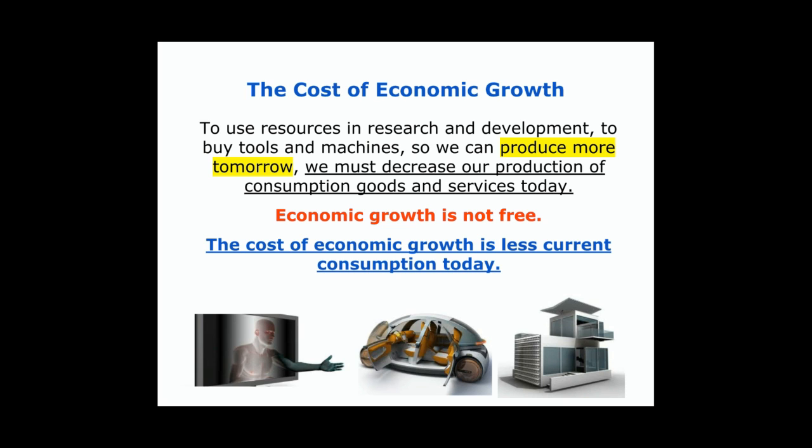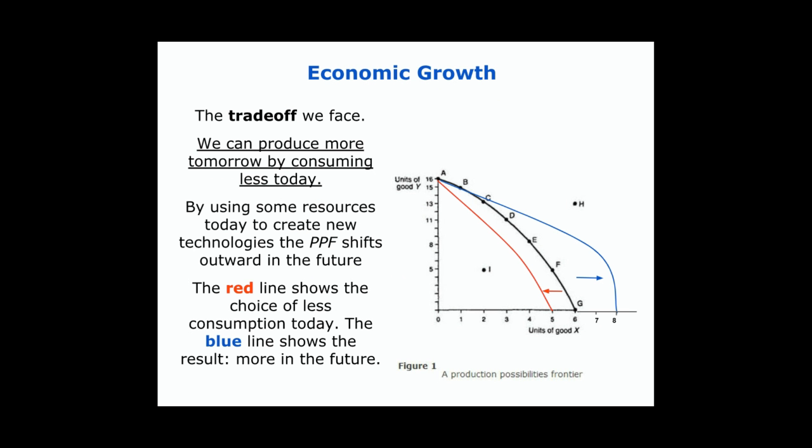So if we want to invest in new technologies, if we want to invest in productive resources, both of which will allow us to produce more tomorrow, we have to take some of the resources that we could use for consumption today, and not use them for consumption, but instead invest them into new technology and into capital. And so when we do this, we go back to our production possibilities frontier.